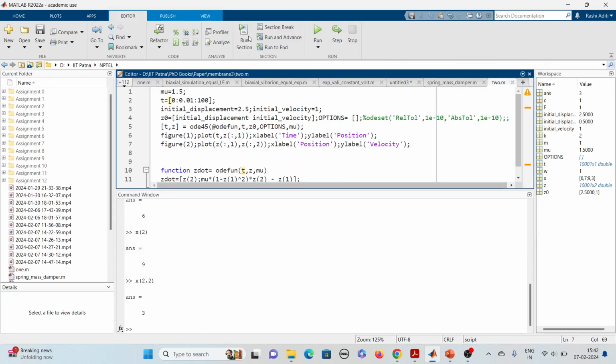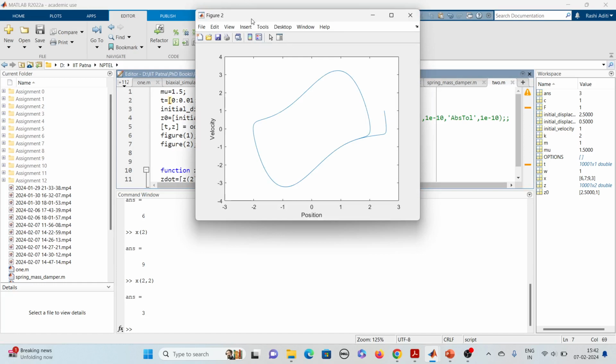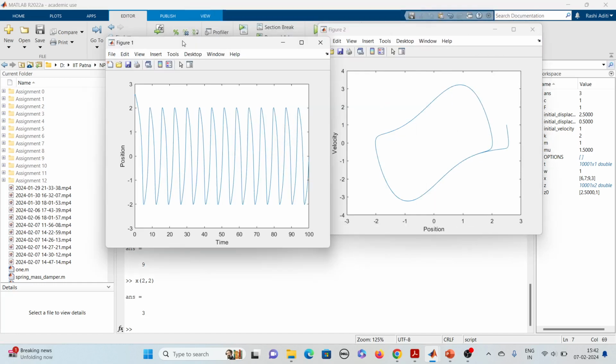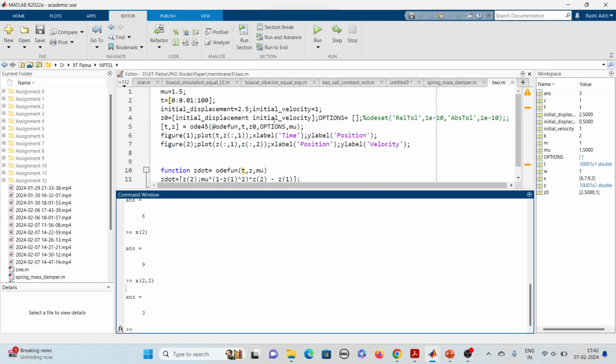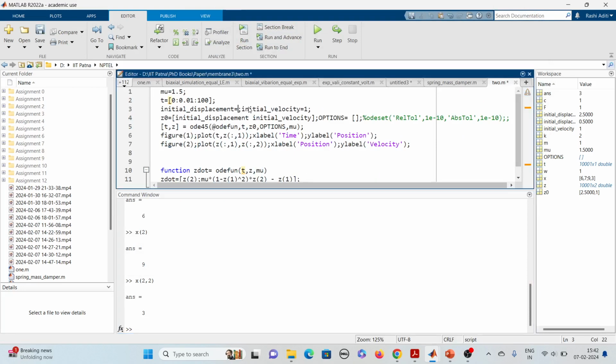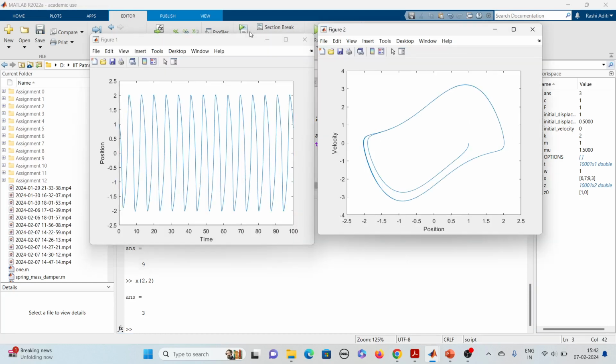See, here are the two plots. Now I change the initial condition. I'll just go for 1 and 0, and I'll just run it. What happened? The previous figure got erased and the new figure got plotted. So how will I now compare? I want all the figures to plot in the same plot, right, so that I can compare.